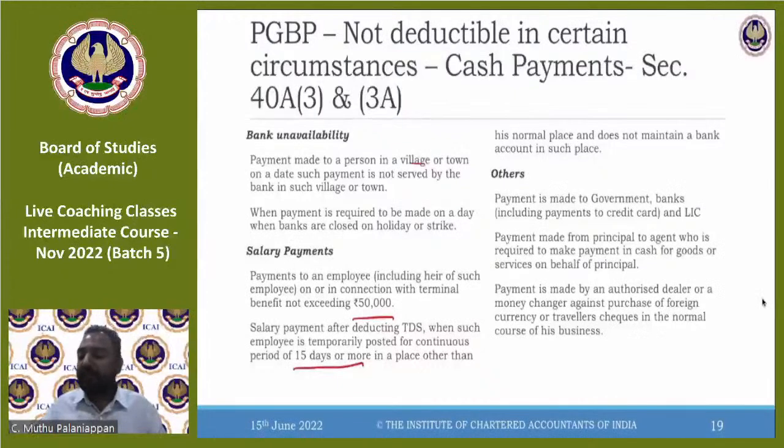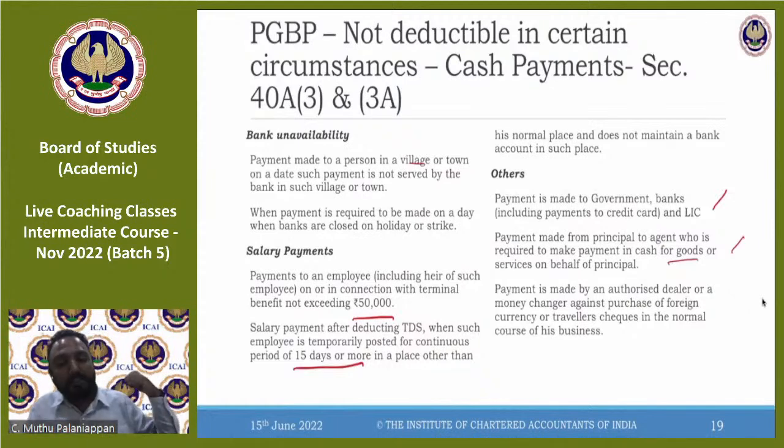So that's what it is. Other than that, the miscellaneous thing is anything paid to government, bank or LIC can be paid in cash. Whatever you are making payment to government or bank or LIC can be made in cash. Principal to agent, where you are making payment for goods on behalf of principal. You are not paying for yourself, you are paying on behalf of principal. Principal has paid you money. So that can be paid in cash. There is no restriction.